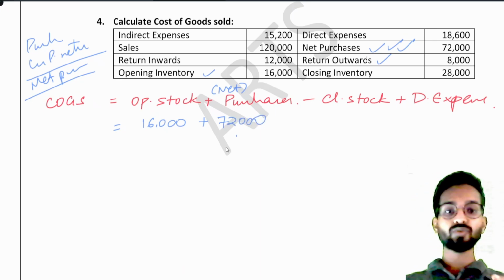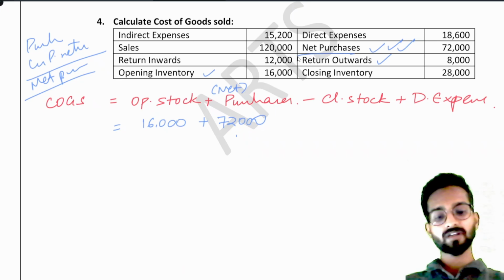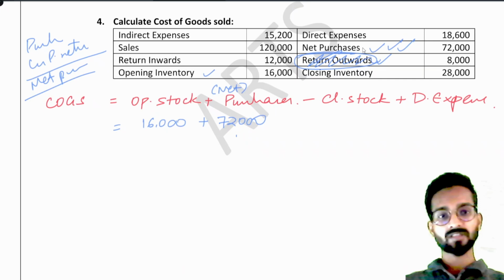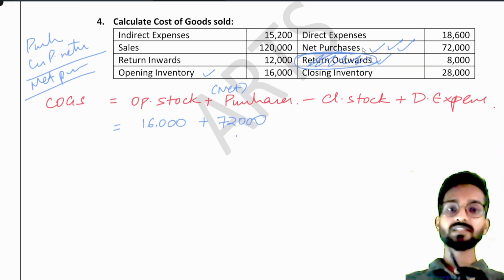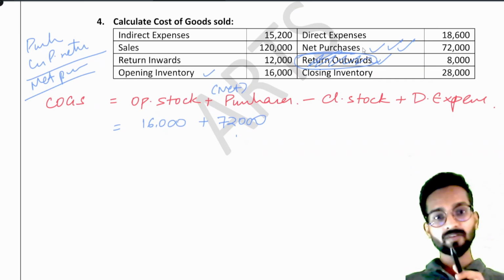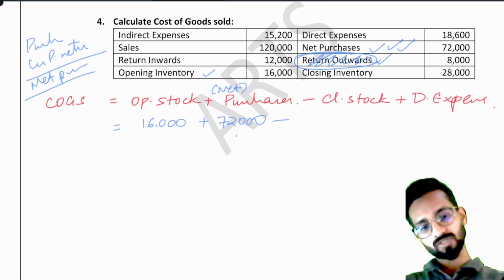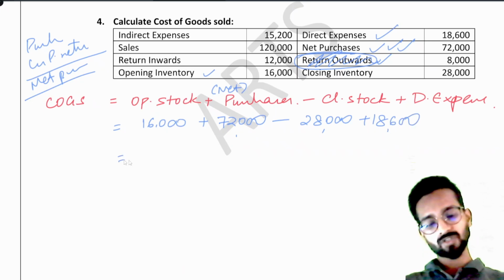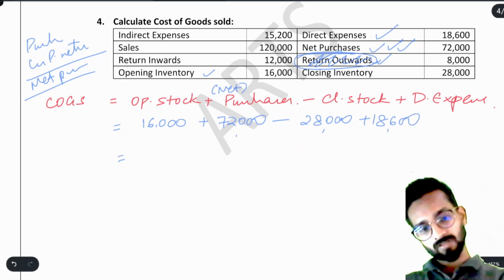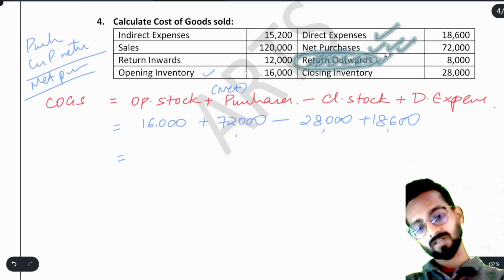See, the question wants you to get confused. Net purchase is also given, return outward is also given, but return outward is of no use for us because they have given net purchase. Sir, if they had given only purchases 72,000, very good. Then this return outwards you would have to remove from that 72,000. Understood? Now plus 72,000, closing inventory is 28,000. Then plus direct expense, 18,600. This is your COGS.